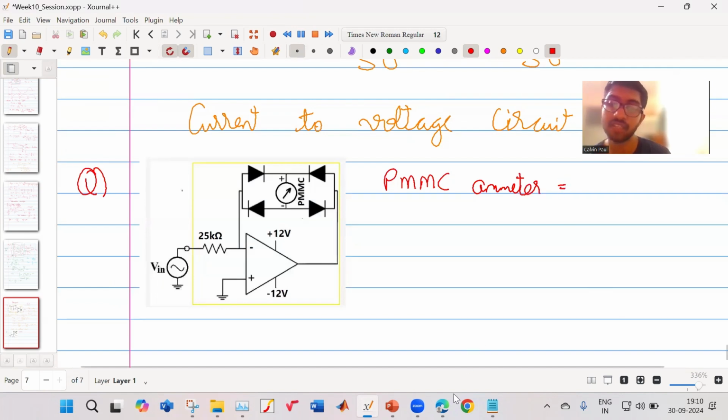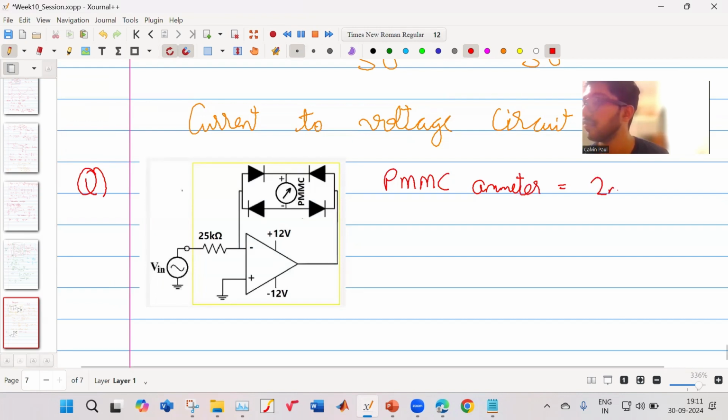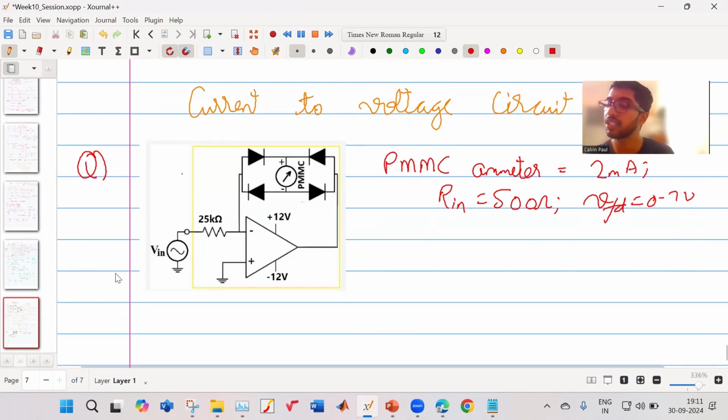Its maximum range is 2 milliampere and its internal resistance is 500 ohm. And the forward voltage drop of each diode, when it conducts, is 0.7 volt. Okay, so will that create an error in our measurement? We will see.